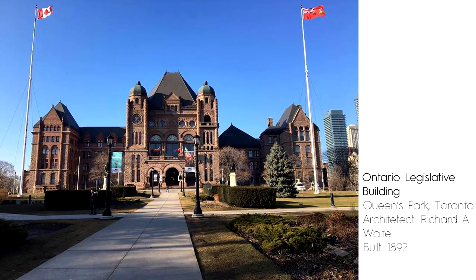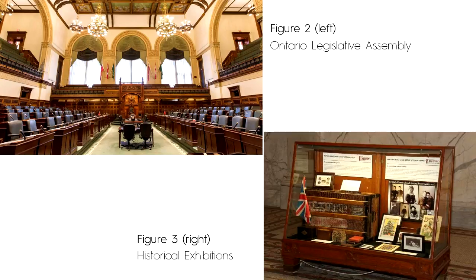The Ontario Legislative Building was built in 1892 and is located in Queen's Park, Toronto. Designed by Richard White, it was intended to house Ontario's politicians and act as the governing body of Ontario. It also features public exhibitions to display the history and legislative process of Ontario.